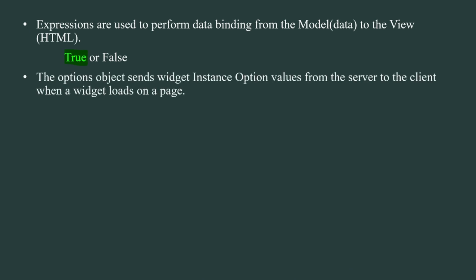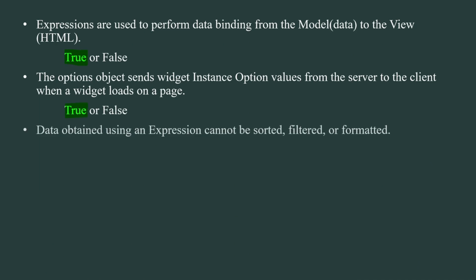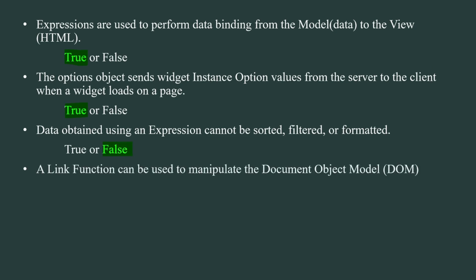The options object sends widget instance option values from the server to the client when a widget loads on a page. True or false? It's true. Next, data obtained using an expression cannot be sorted, filtered, or formatted. True or false? It's false.